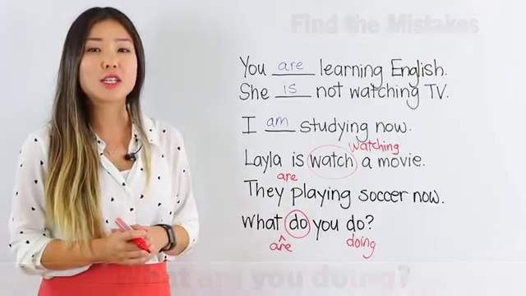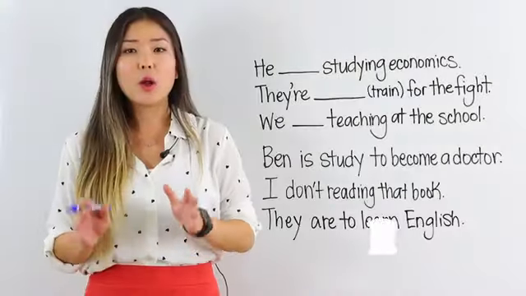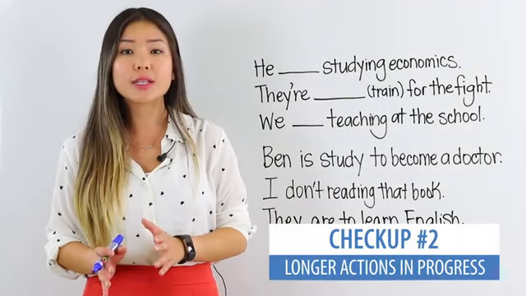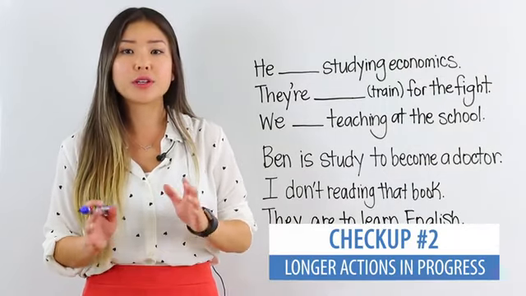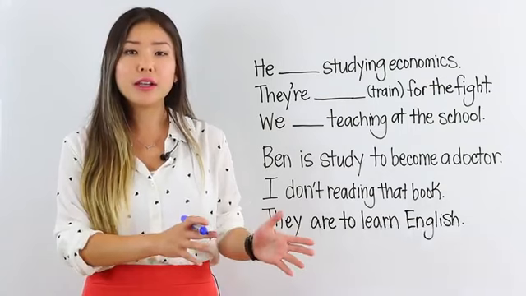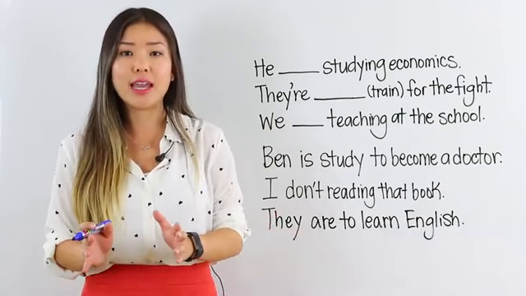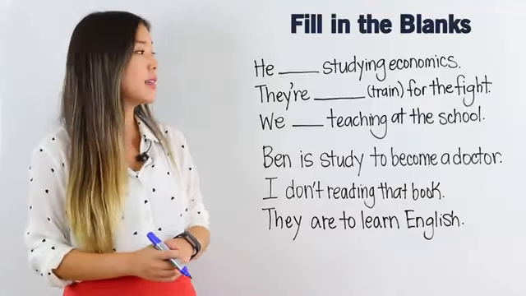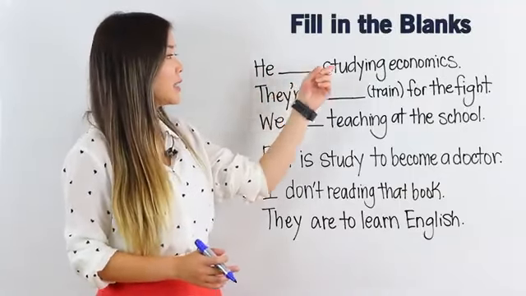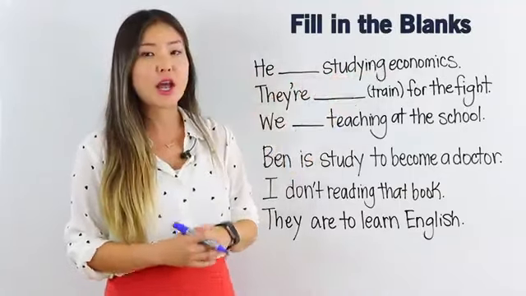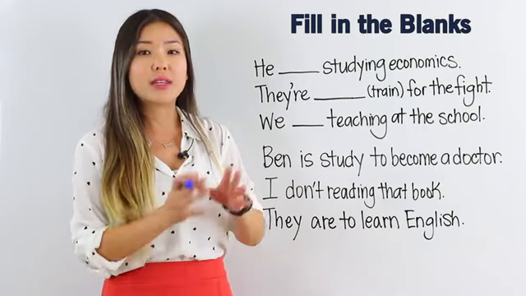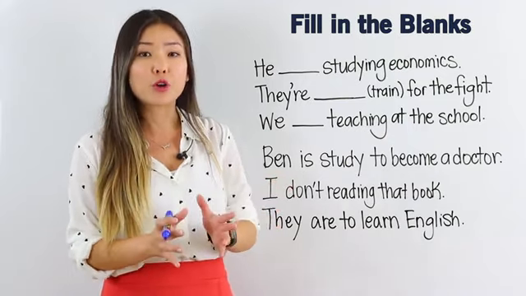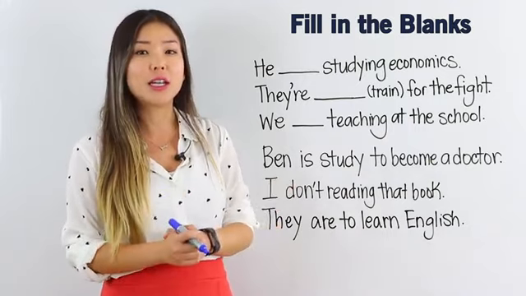Let's move on to the next practice. For this checkup, we'll talk about the present continuous tense and how it can be used to describe an action that started in the past and continues today. It's a longer action. Let's take a look at the first sentence. He blank studying economics. Remember, for this tense, we take the subject, a be verb, and then verb ing.